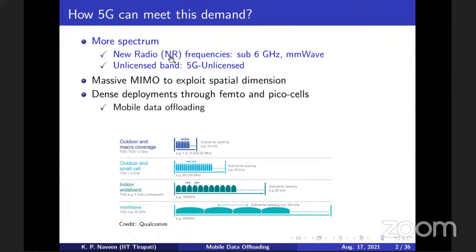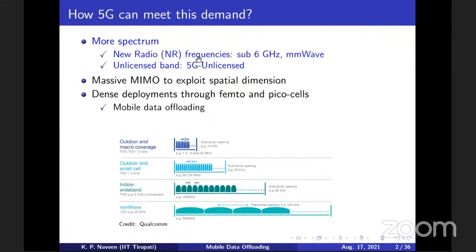So they propose new radio frequencies. We are planning for sub-gigahertz, right? For the cellular operator, the sub-gigahertz band has been opened up, and even millimeter wave, more than 24 gigahertz, will be made available for the operator. Now, these are licensed bands.